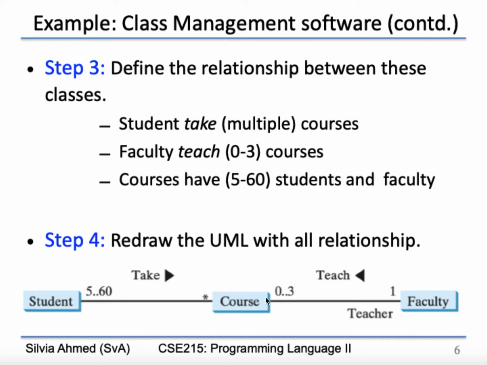Afterwards, we have to quantify our relationship. The quantifying number will be put with the class like this. For example, student takes multiple courses.